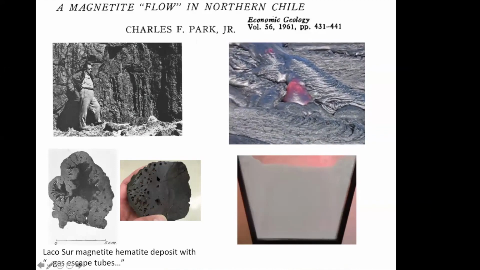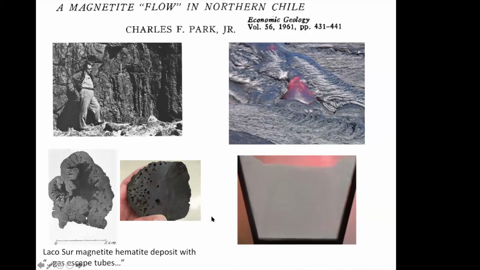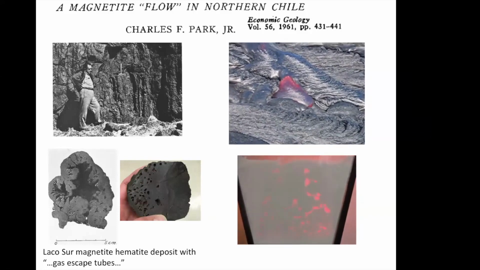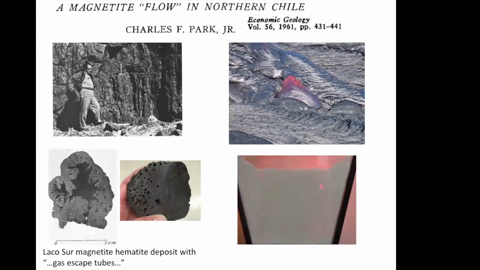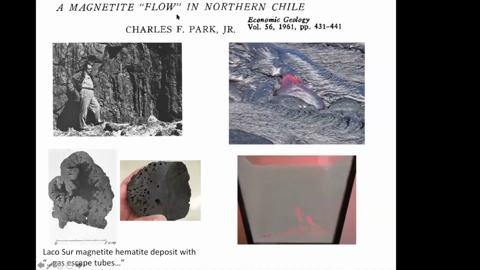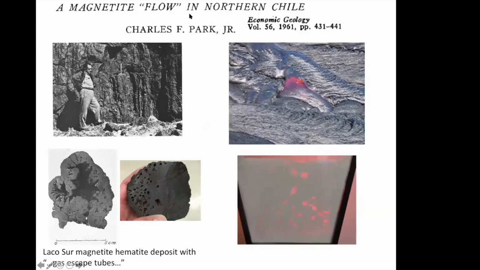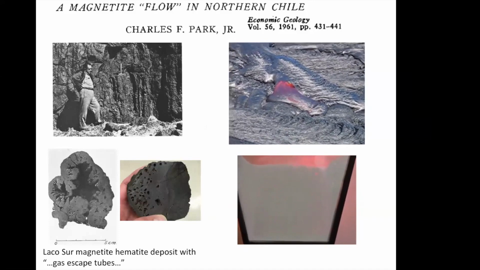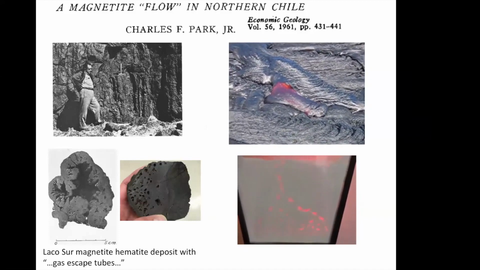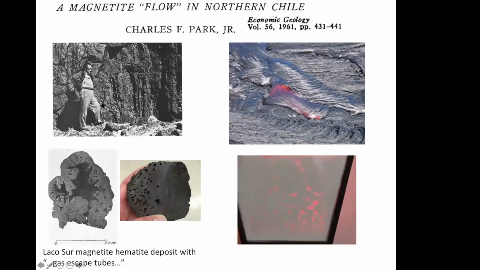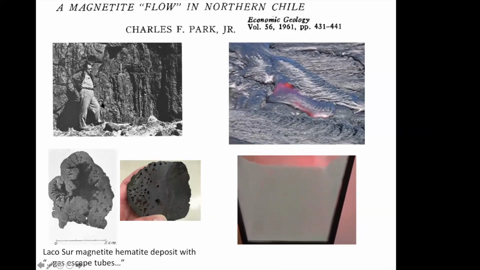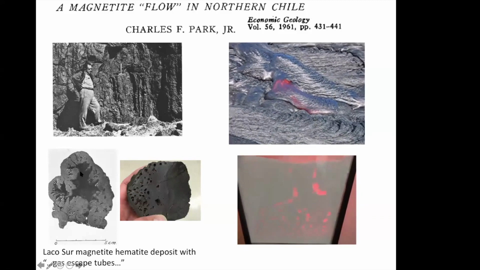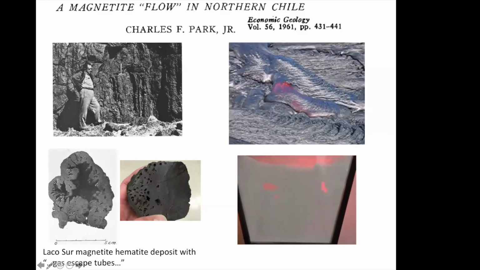And when he saw the vesicles, they reminded him of, even at the time, what we knew was the cause of those vesicles in basaltic lava flows and lava flows of other compositions. So Charles Park, in his paper, had the word flow in quotation marks. And again, his paper stimulated what has now been almost 60 years of trying to understand how the El Laco ore body formed. How do you have massive magnetite on the scale of tens to hundreds of meters that outcrops on the Earth's surface and has all of these beautifully preserved vesicles within the massive magnetite ore bodies? How can you explain that?